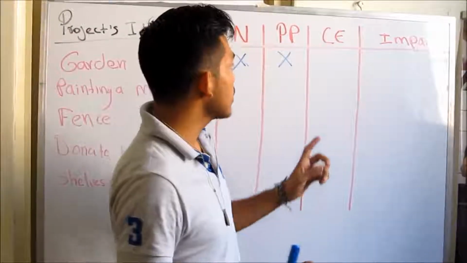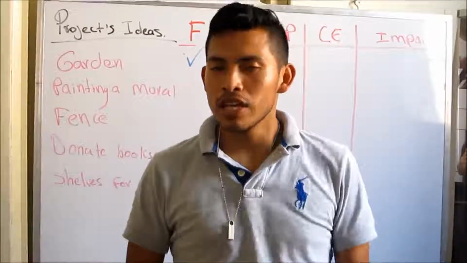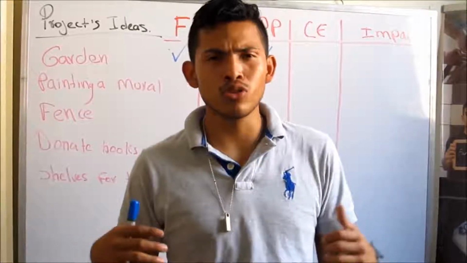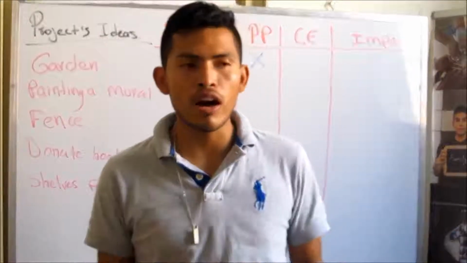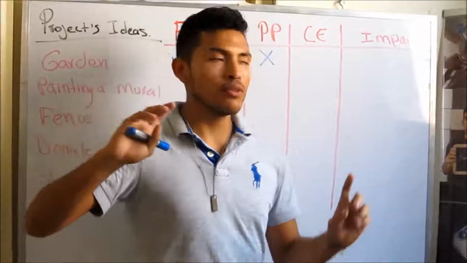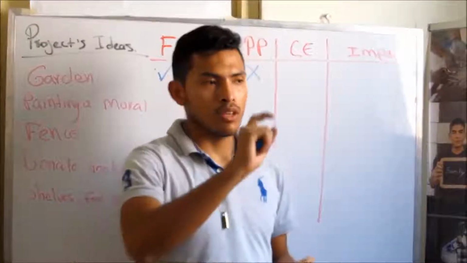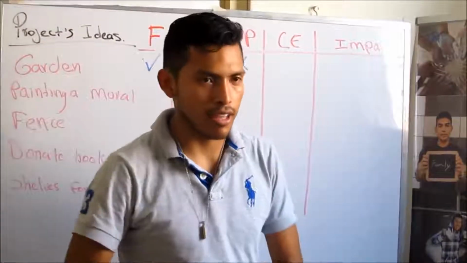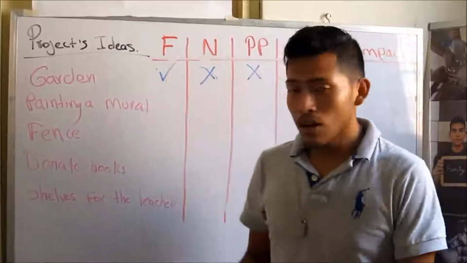Okay, one more question, guys. Community engagement. Do you think the kids are gonna be able to help you with the project, with the garden, and also take care of the garden after you're gone? Even knowing that they don't have water or anything. So please remember, raise your hand if you think that we can engage the community. So I got 1, 2, 3. Okay, that means no. Okay, now let's go with the next one.